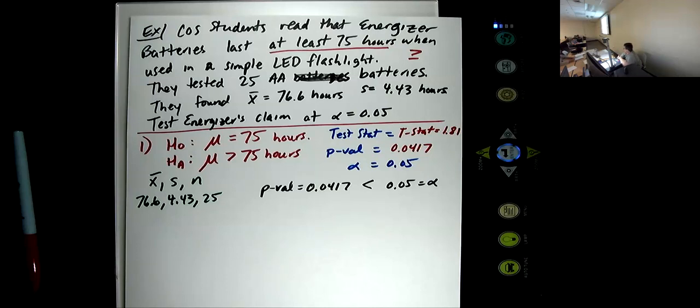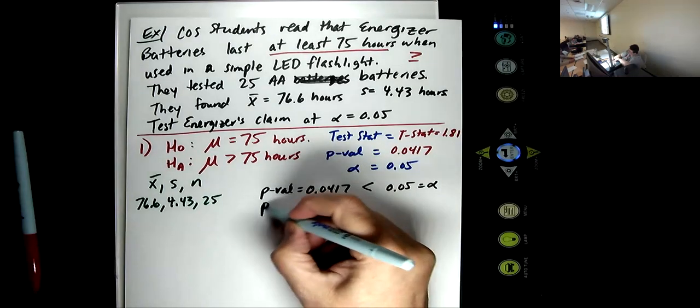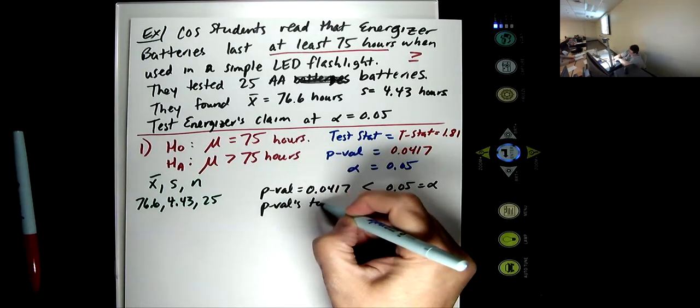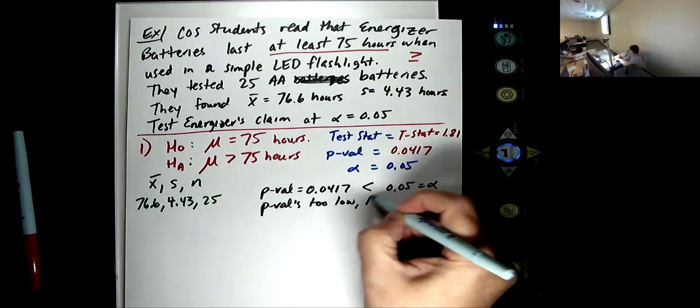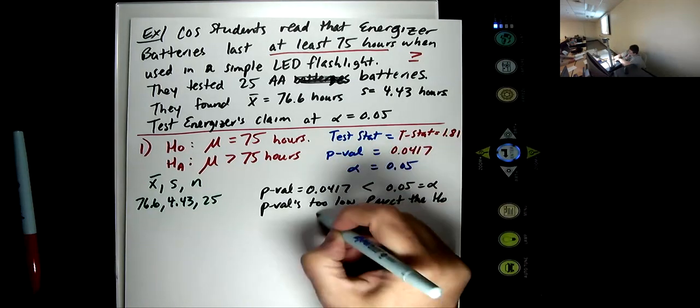What? Why are you shaking your head now? Yeah, we're going to reject it. P-val is too low, reject the H naught. Support HA.